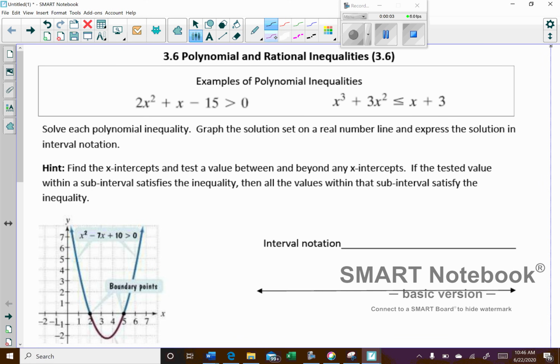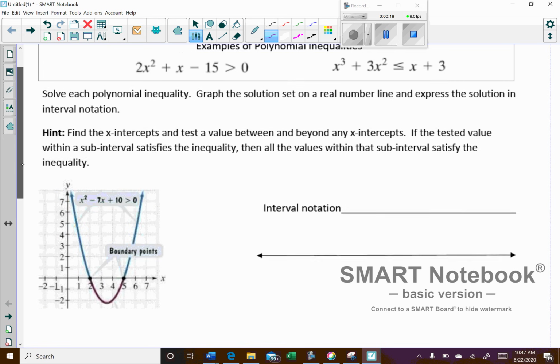All right, so we're going to look at polynomial and rational inequalities. We're familiar with both polynomial and rational, we're just going to add the inequality part in there. Here are some examples of what they're going to look like. This really shouldn't be too bad once you get the process down.